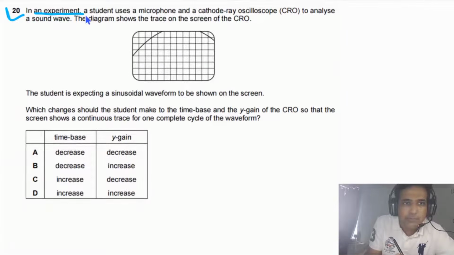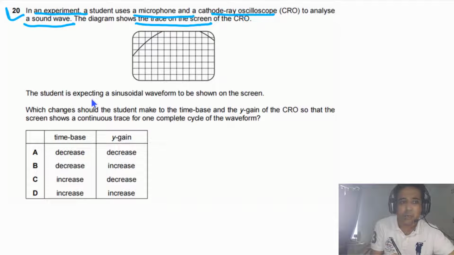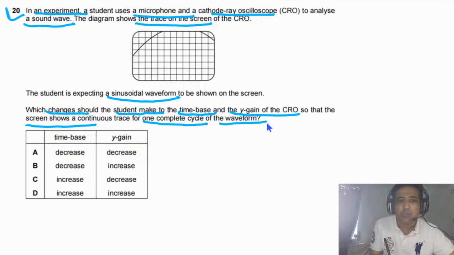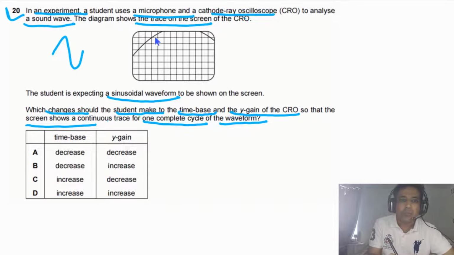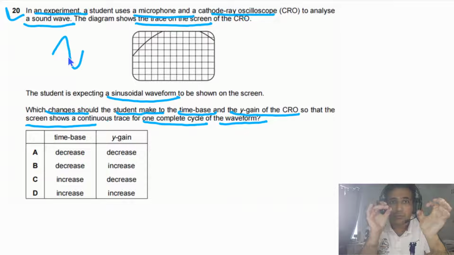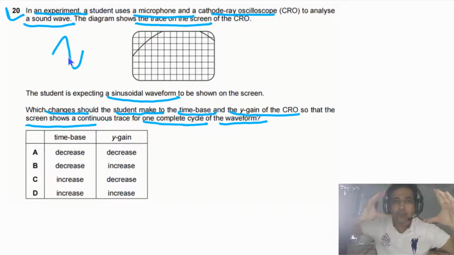Question 20 says, in an experiment, a student uses a microphone and CRO to analyze a sound wave. The diagram shows the trace on the screen of the CRO. The student is expecting a sinusoidal waveform to be shown on the screen. Which changes should the student make to the time base and the Y gain of the CRO so that the screen shows a continuous trace for one complete cycle of the waveform? So in this case, the student is expecting to see this on the screen, but the student cannot see this on the screen. Means the student cannot see one complete cycle of the wave. So it simply means that the wave is very big.